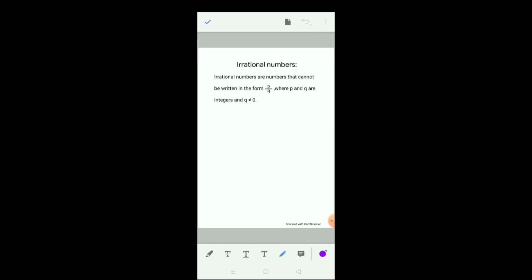Numbers that cannot be written in the form of p by q, where p and q are integers and q not equal to 0. So now let's see some examples of irrational numbers. Examples of irrational numbers are √2, √7, root over 101. These are the examples of irrational numbers.